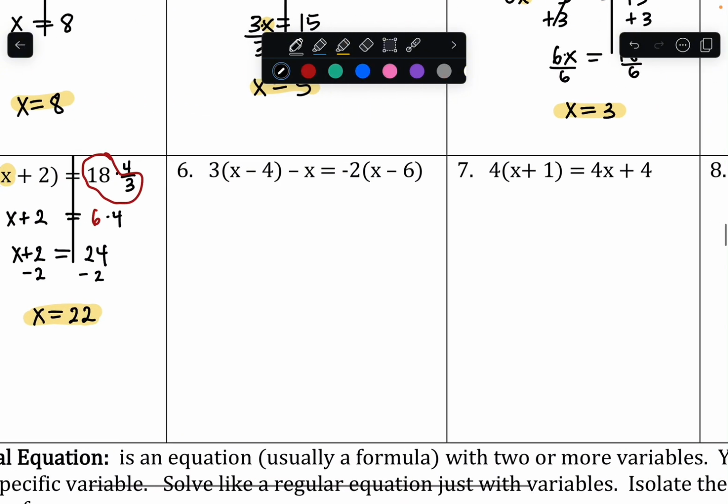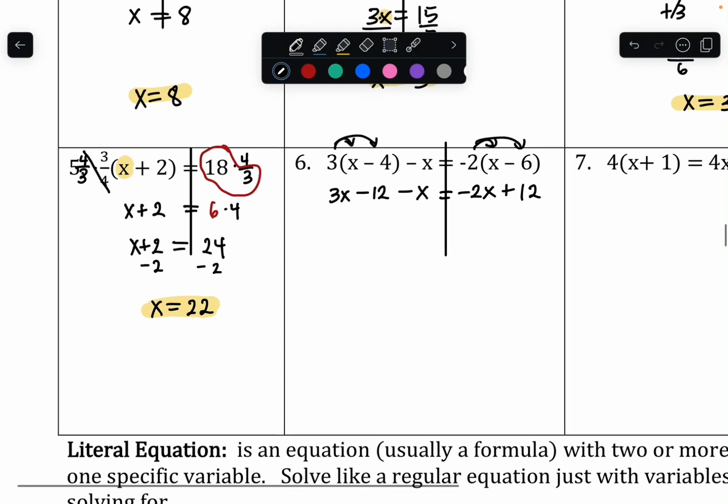Okay, this next example, we have a lot going on, so we have a lot of cleaning up to do. Once again, I have sets of parentheses, but then we also have additional stuff. And so we actually do have to distribute in this problem. Okay, and so distribute means multiply. So that leaves me with 3x minus 12. And then we still have that minus x that's unaffected. It was not in the parentheses. And then distributing the negative 2 gives me negative 2x plus 12.